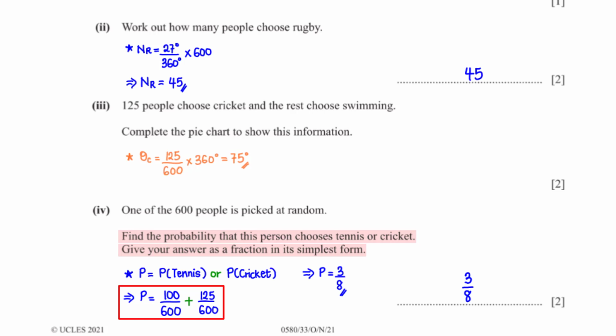The probability that the person chooses cricket is equal to the number of people who choose cricket, which is 125, divided by the total number of people, which is 600. The "or" becomes plus. When we type this into the calculator, we get 3 over 8.